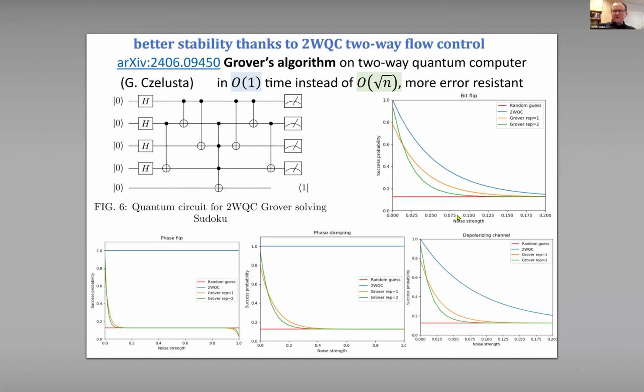For example, here the blue line is the two-way quantum computer, and the remaining are for the standard one-way quantum computer, and we can see that the noise dependence is much better for the two-way quantum computer. So literally thanks to two-way control of the flow of information to our chip, we get better stability of the calculations. So this is another improvement over the standard quantum computers.